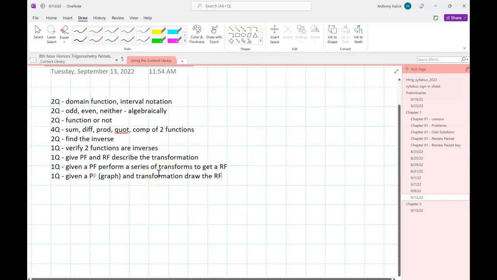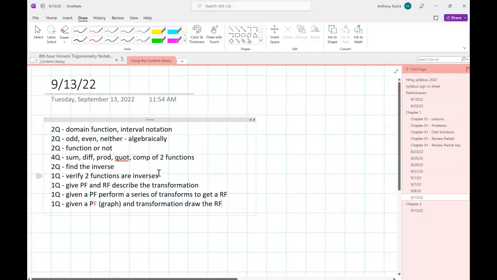Let's start here. I'm just going to talk a little bit about the test format, kind of what to expect, right? Because when's the test? Yeah, next class, so Thursday. Both of those answers are correct.